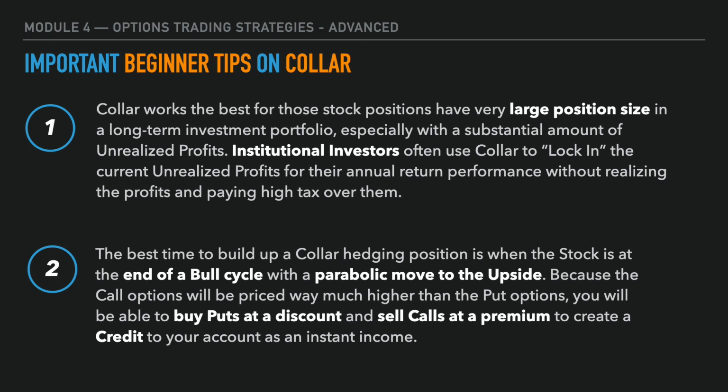of a bull cycle with a parabolic move to the upside. Because in that case, the call options will be priced way higher than the put options. You will be able to buy puts at a discount and sell calls at a premium to create a credit into your account as an instant income when you put on such a collar trade. Such opportunities don't happen very often, so whenever you spot such opportunities in the market, you should take advantage of them.